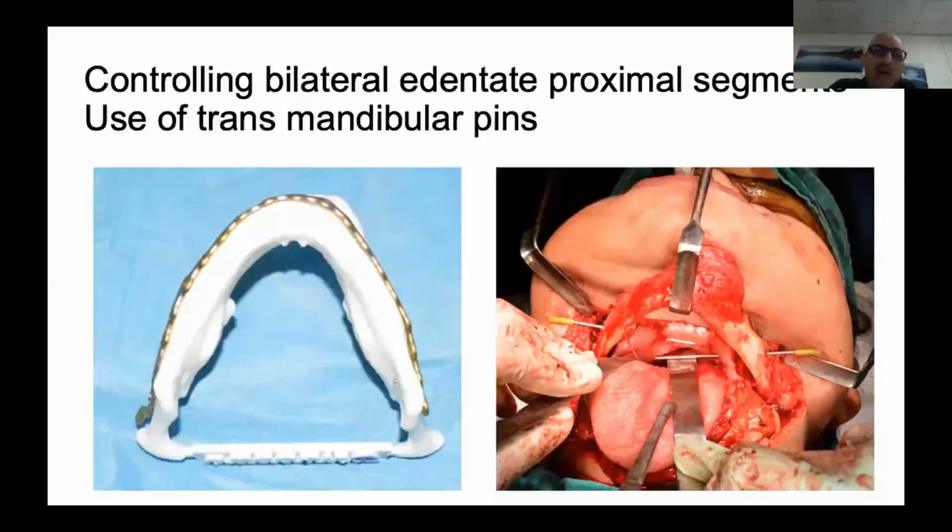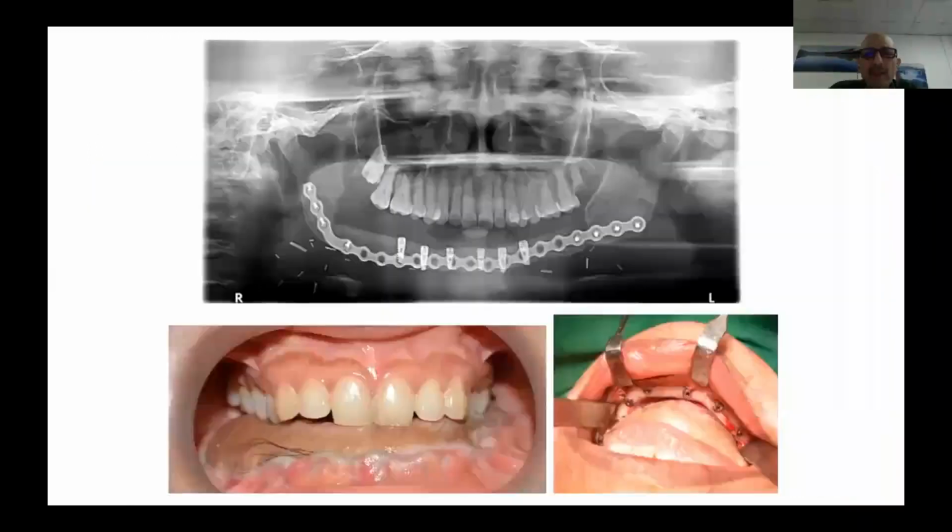And already a model which has been made on which the plate has been prefabricated and pre-bent is then placed thereafter, facilitating the reconstruction. So this stabilization of the segments is very important because that prevents drifting of the condyle out of the glenoid fossa, and then the final outcome regarding the occlusion is also excellent. So this is the way that we can get it.